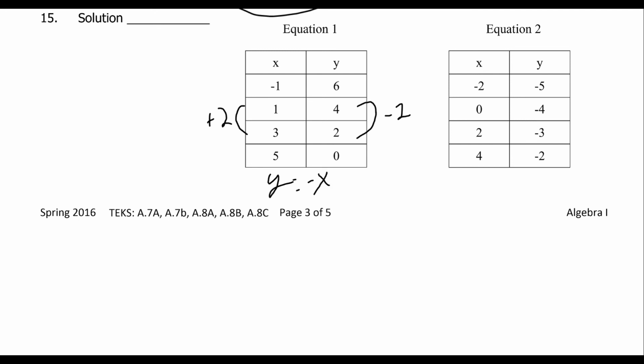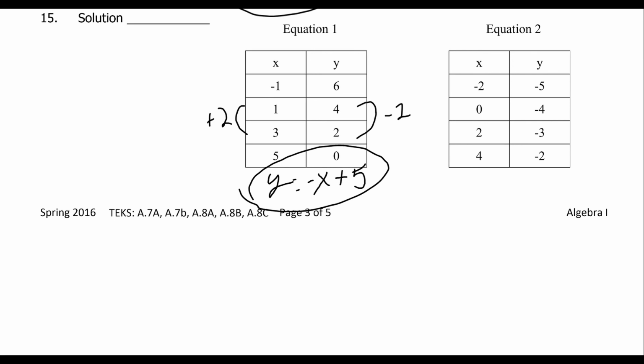Now we have to find our intercept. 3 times negative 1 is going to be negative 3. Negative 3 to 2 is going to be plus 5. So there's one equation.